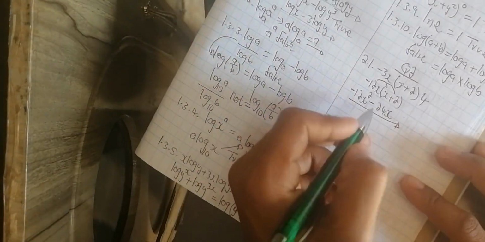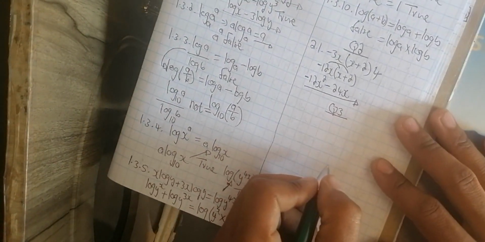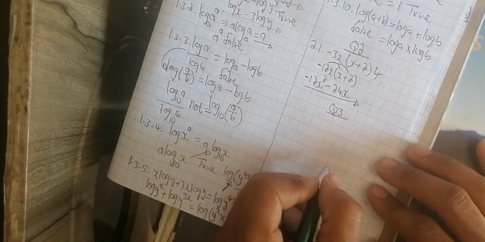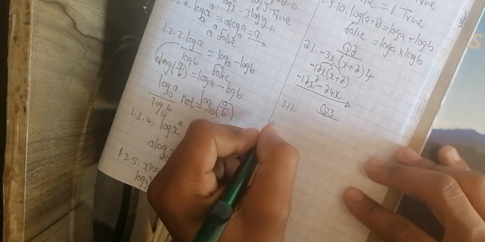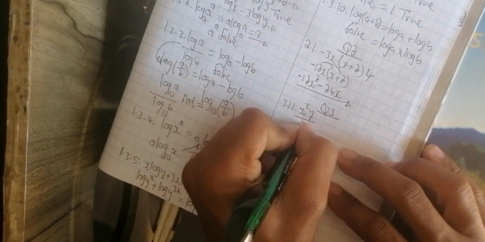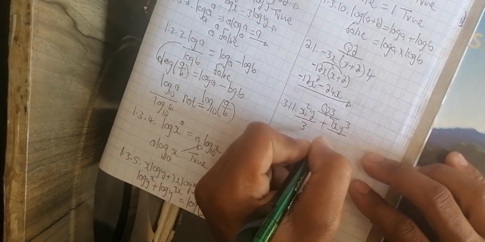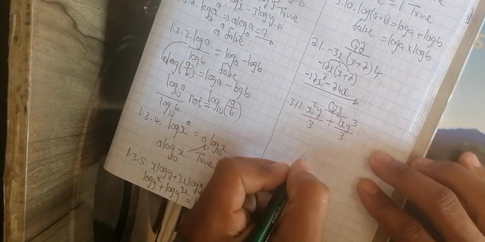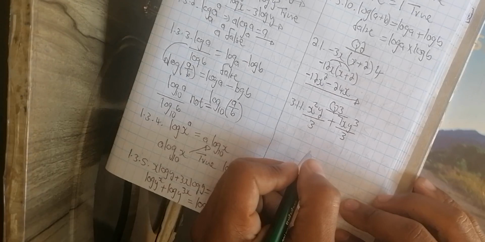Right, and then we go to question 3. Right, in question 3, what is it that they want? Factorize the following expressions completely. They say x squared y plus 7xy to the 3, over 3. Okay, I want to factorize this completely.